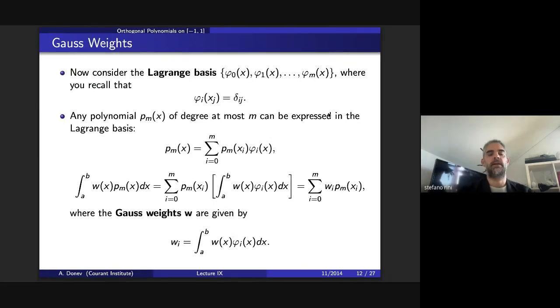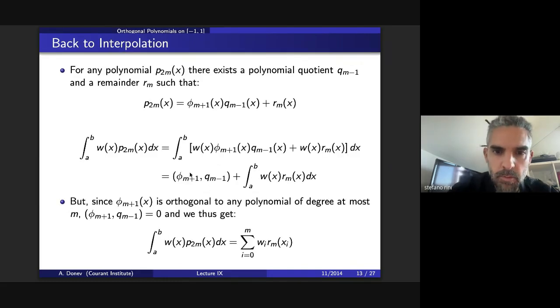Now we know that we can write it as a quotient polynomial multiplied by phi m plus 1 plus a remainder polynomial of degree m. We write that as the inner product of phi m plus 1 with q_m minus 1, plus the integral of omega x times r_m. Now the phi m plus 1 are orthogonal to polynomials of degree at most m, so the inner product of phi m plus 1 with q_m minus 1 is equal to 0. And so the integral of omega x times p_2m of x is equal to the summation of the weights multiplied by the remainder polynomial.